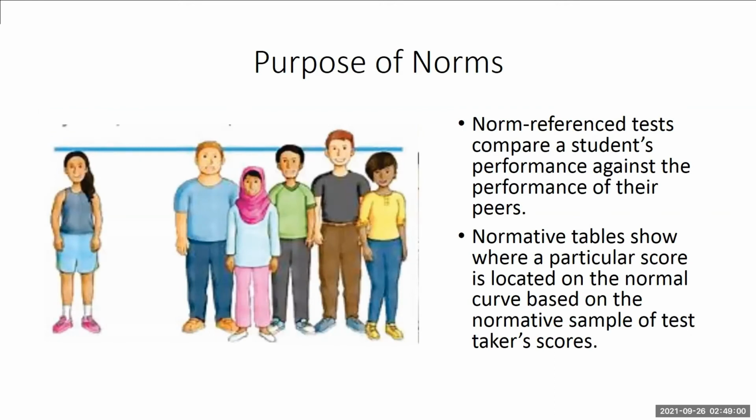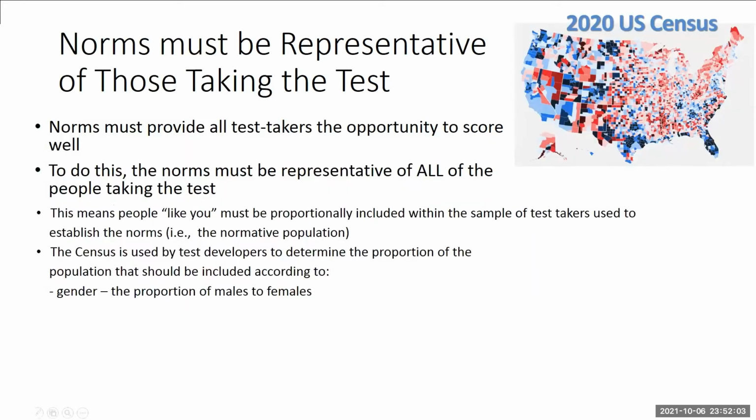The purpose of norm reference tests is to compare a student's performance against the performance of their peers. Normative tables show where a particular score is located along the normal curve based on the test taker's scores who made up the normative sample when the test was developed. This sample should be representative of the person to whom you are administering the test.